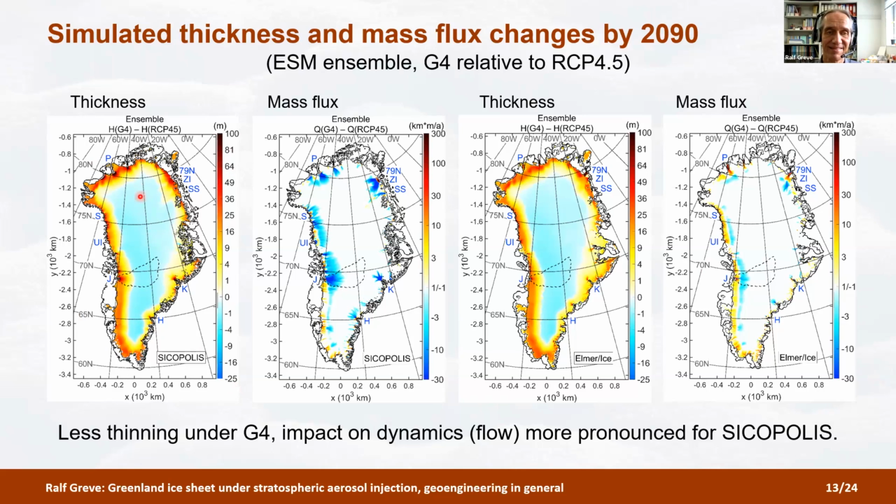Whereas this thickening in relative terms is quite pronounced. It also looks pretty similar when you compare the Psychopolis results with the Elmer Ice results. There's this band of thickening essentially all around the ice margin, while in the interior, the ice sheet does not react very strongly. It's also interesting to look at the mass flux.